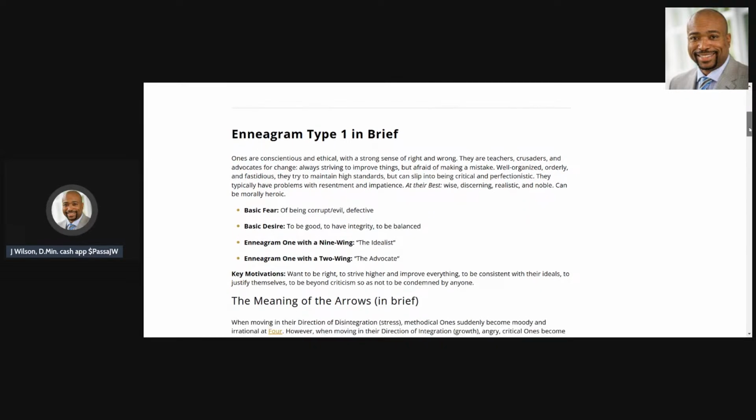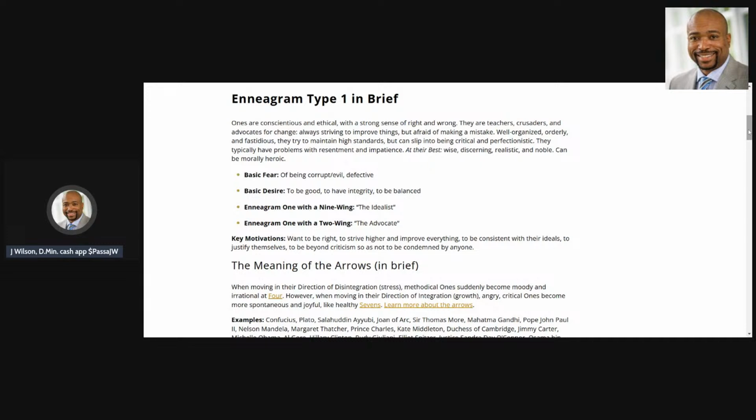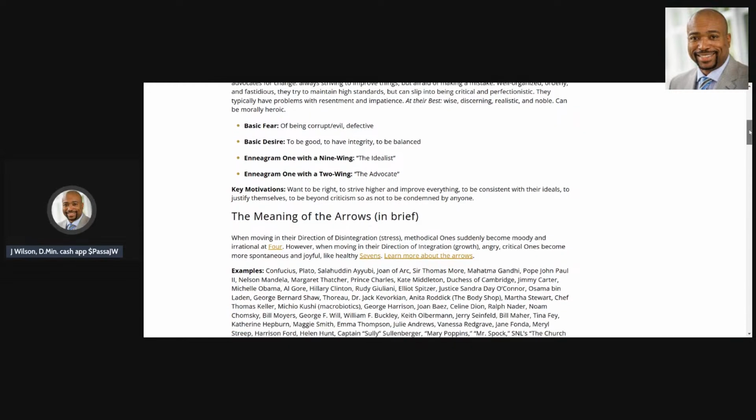Now, ones are conscientious and ethical with a strong sense of right and wrong. They are teachers, crusaders, and advocates for change, always striving to improve things but afraid of making a mistake. Both organized, orderly, fastidious. They try to maintain high standards but can slip into being critical and perfectionistic. They typically have problems with resentment and impatience. At their best, wise, discerning, realistic, and noble, they can be morally heroic. So the basic fear is of being corrupt, evil, defective. The basic desire is to be good, to have integrity, to be balanced.